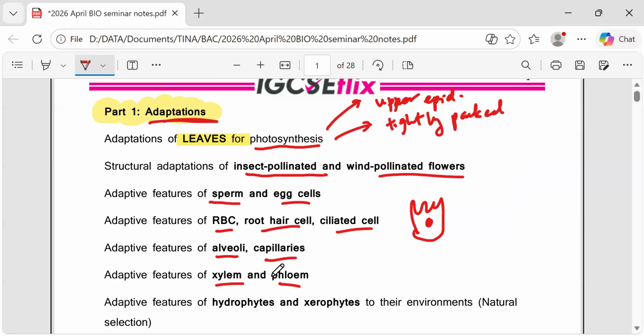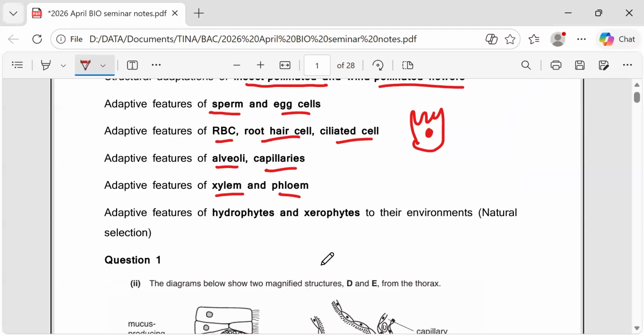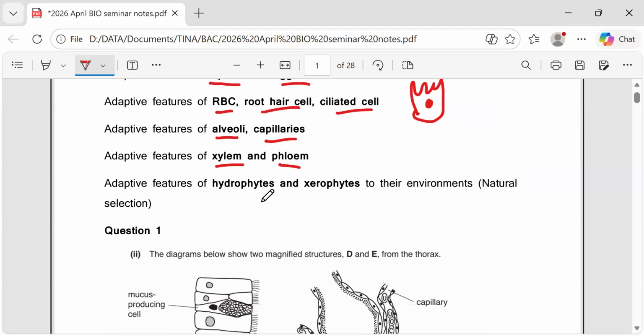Xylem has a hollow cell. It's a dead cell, no cytoplasm. It has lignin, a continuous column, no end plates. Phloem, not really. For phloem we just need to know what it's for. It's just alive. Hydrophyte and xerophyte: this one lives in water, this one lives in a dry area. So how are they adapted? Hydrophyte has stomata at the top, and xerophyte has sunken stomata. So we're going to talk about all of that.